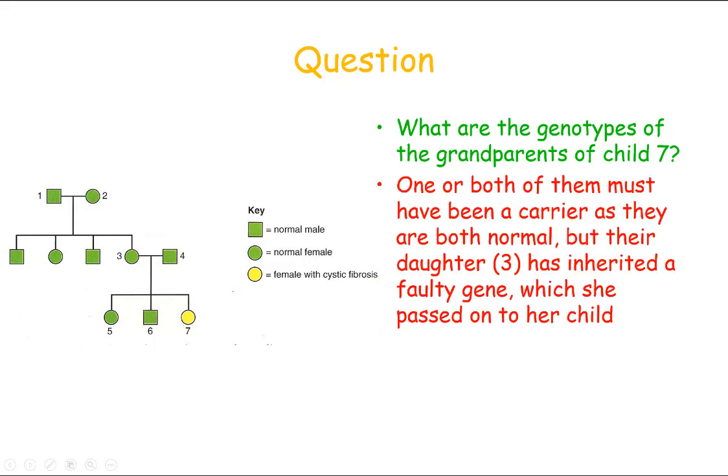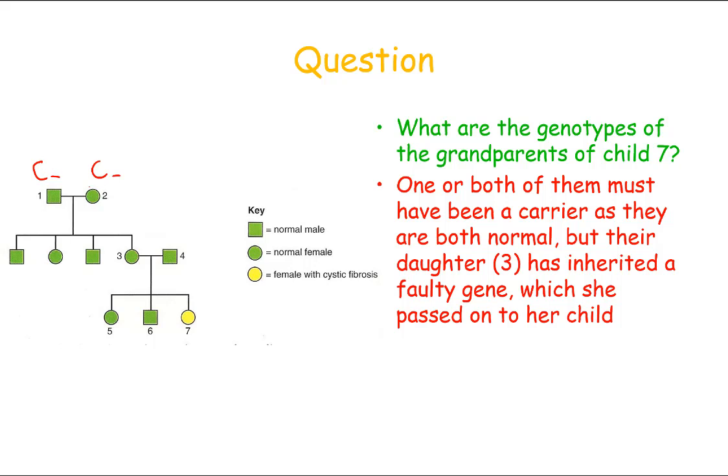Final question then, what are the genotypes of the grandparents of child 7? So one or both of them must have been a carrier, as they are both normal, but their daughter, 3, has inherited a faulty gene which she passed on to her child. So we know that both of them have a big C each because they're both normal, but we're unsure about the second part of it.